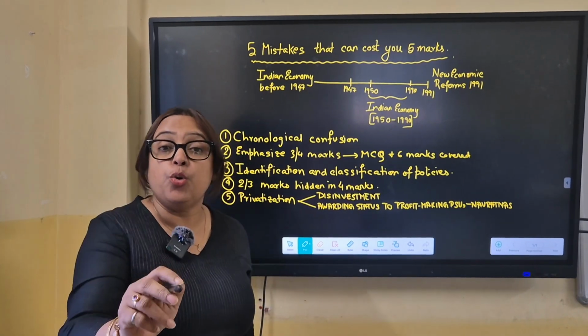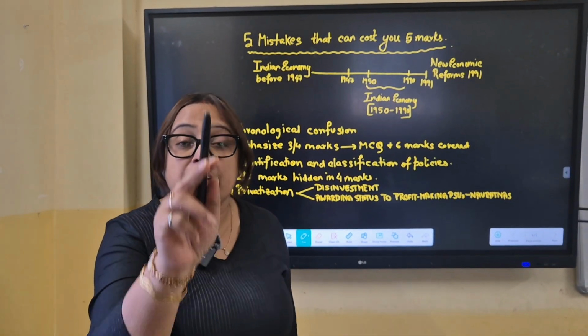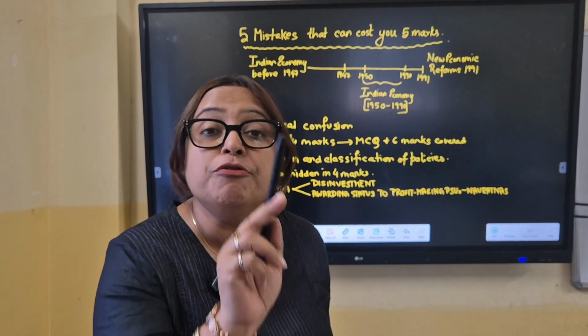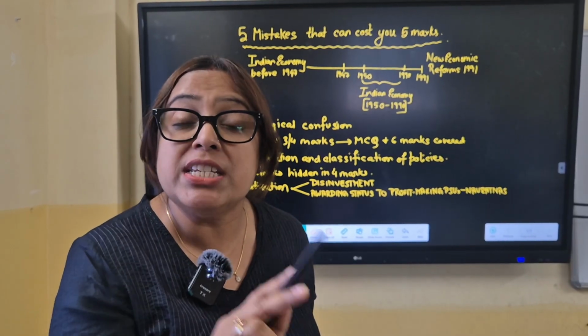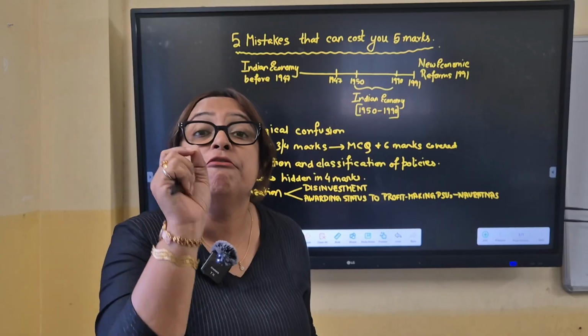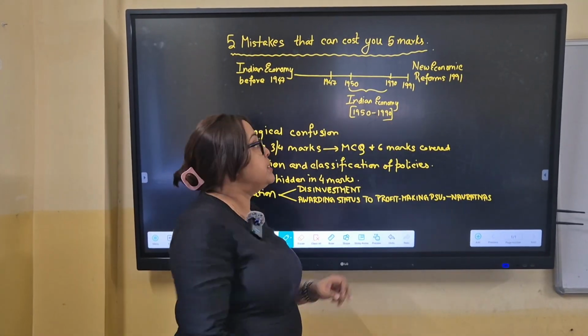5 mistakes that are going to cost you 5 dear marks. 5 mistakes that are going to deduct your marks by 5, and out of 12 you are going to get only 7. That means out of 40 marks of Indian Economic Development, you are going to land with only 35 marks. So we are talking about the first 3 topics.